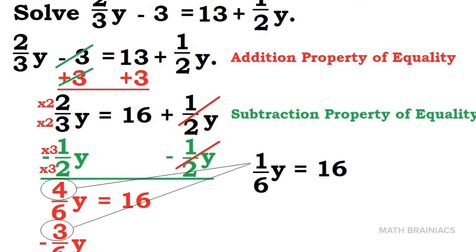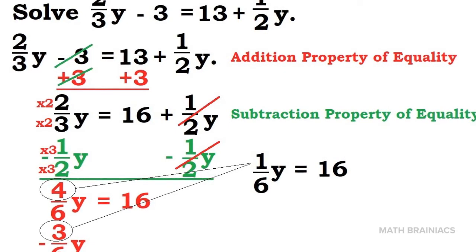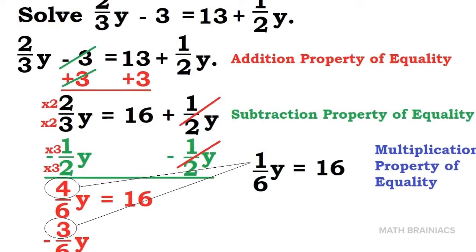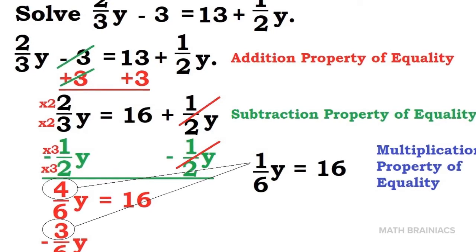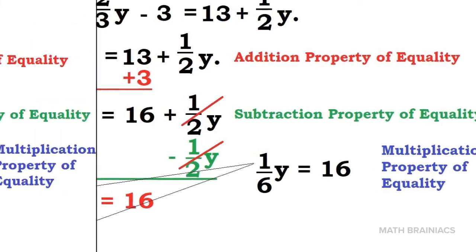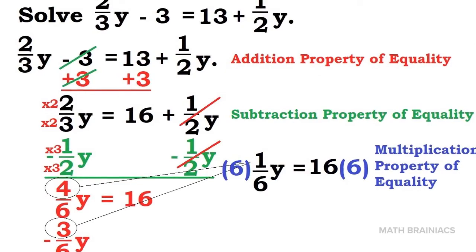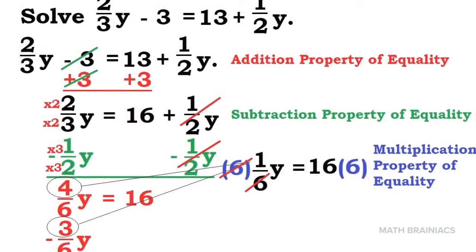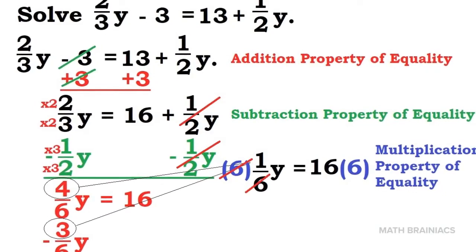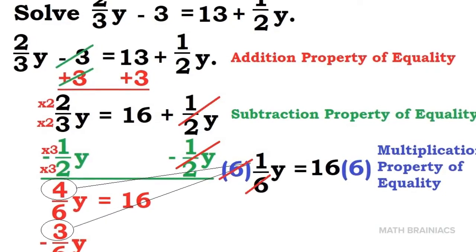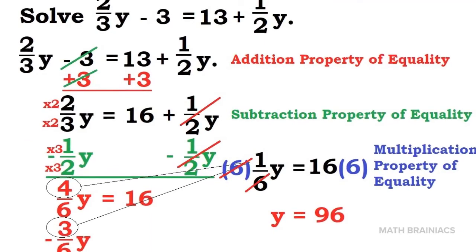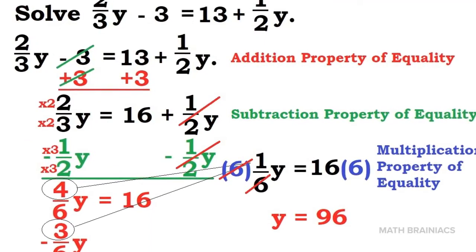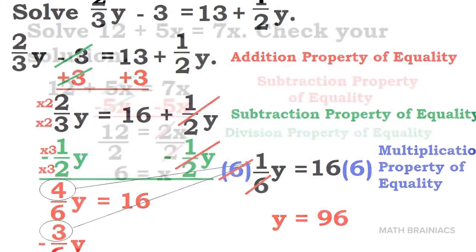Currently, what property do you think we are going to use so that we can solve for y? Since we have division with the variable y, we can use the multiplication property of equality. We can therefore multiply 6 on both sides of the equation. Moreover, we can cancel out the 6 on the left side of the equation. And working on 16 times 6, it will give us 96. Therefore, y is equal to 96.